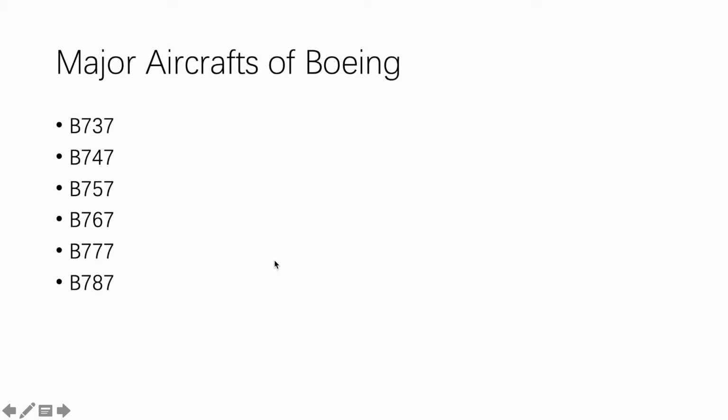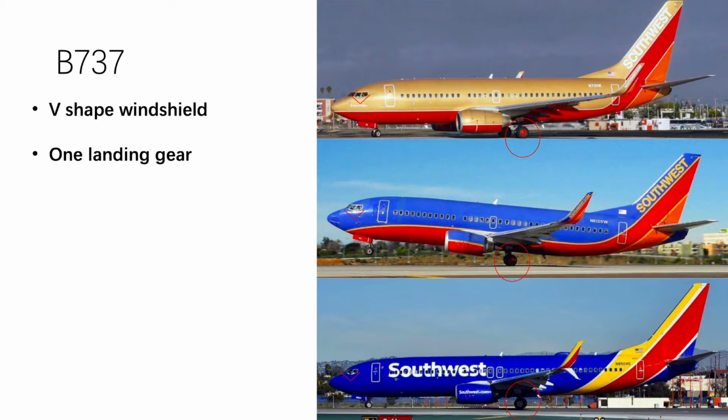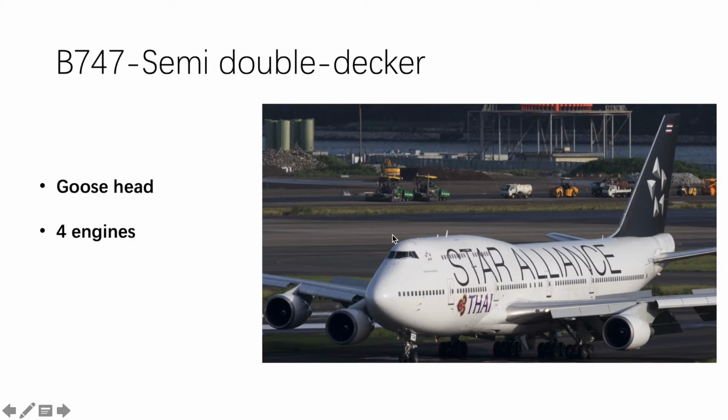Now moving to Boeing aircrafts, it has six types from Boeing 737 to Boeing 787. Compared to Airbus aircrafts, Boeing aircraft has a V-shaped, pointy windshield here, and Boeing 737 has one pair of landing gear and a V-shaped windshield, so that's Boeing 737. Boeing 747 is the queen of the sky, and it's a semi-double-decker. You can see in the front of the fuselage, it has a double-decker here, and with four engines.